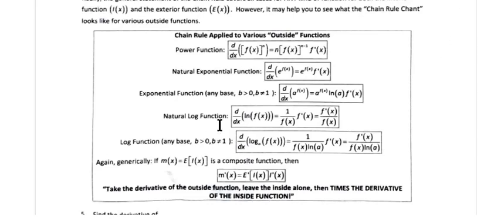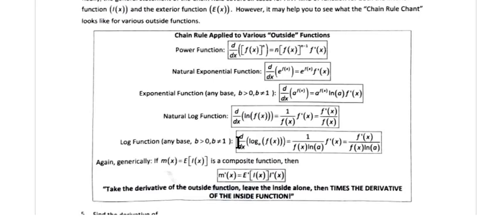Also, the derivative of natural log is 1 over its inside times the derivative of its inside. So that is just me doing the derivative of the outside function, which is ln. We learned that was 1 over. But, you know, what does it look like specifically for ln? It's 1 over the inside times the derivative of the inside.